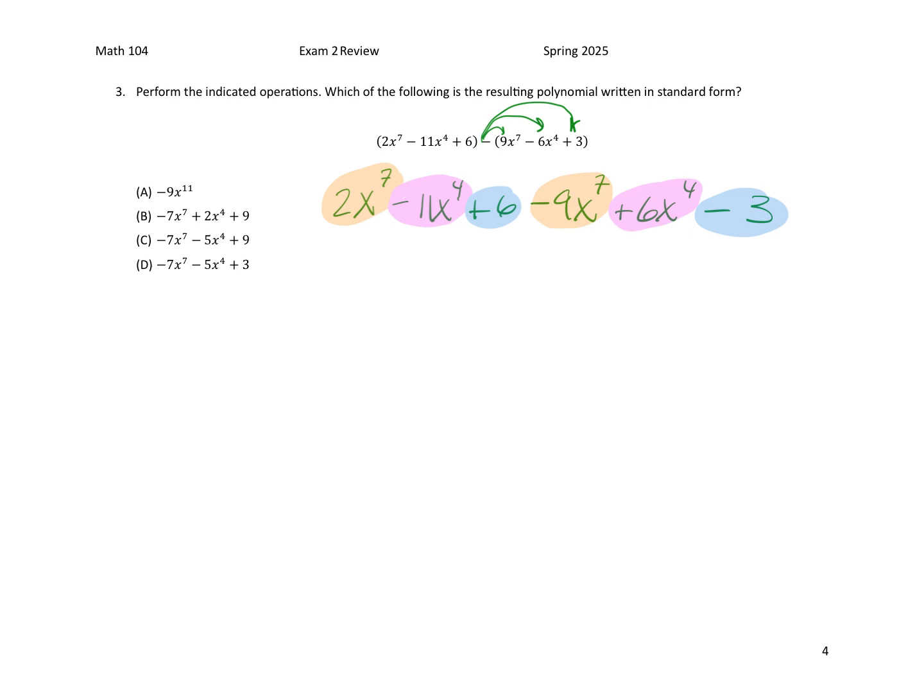Okay, so for x to the sevenths, 2 minus 9 is negative 7, x to the seventh. And then x to the fourths, negative 11 plus 6 is negative 5. And 6 minus 3 is plus 3. So negative 7x to the seventh minus 5x to the fourth plus 3 is option D.